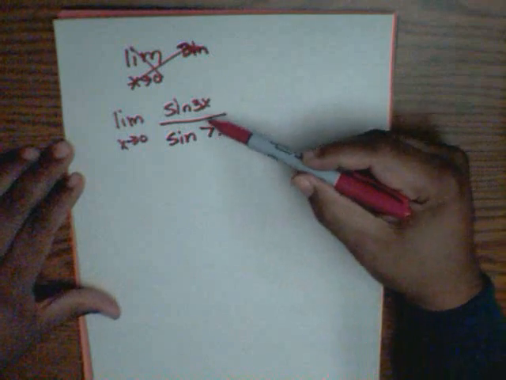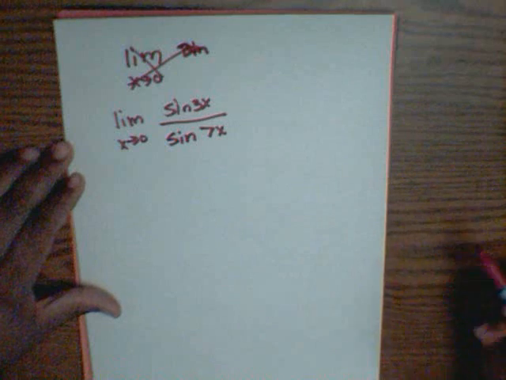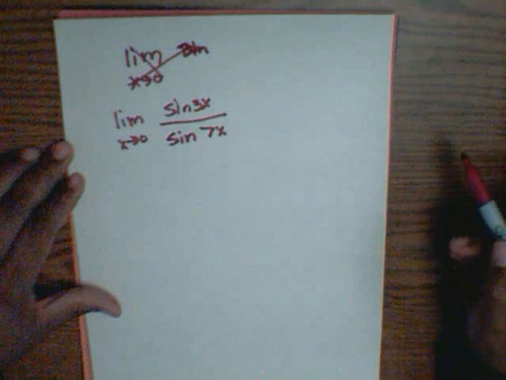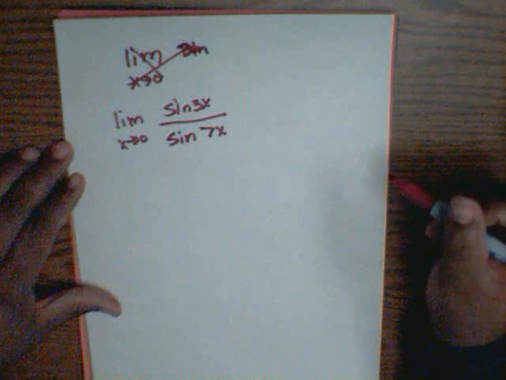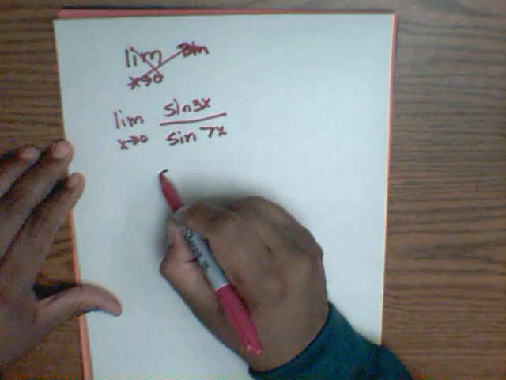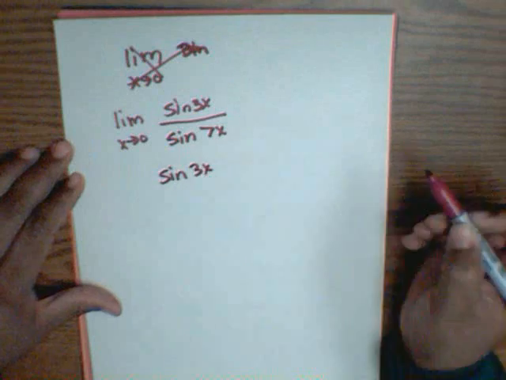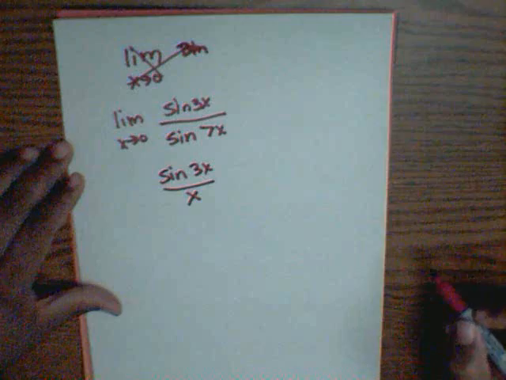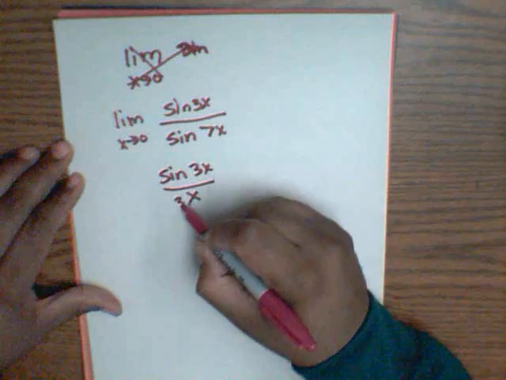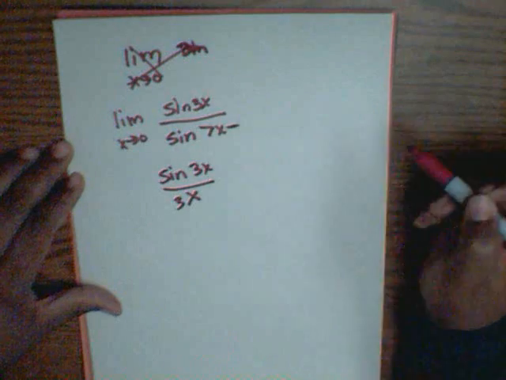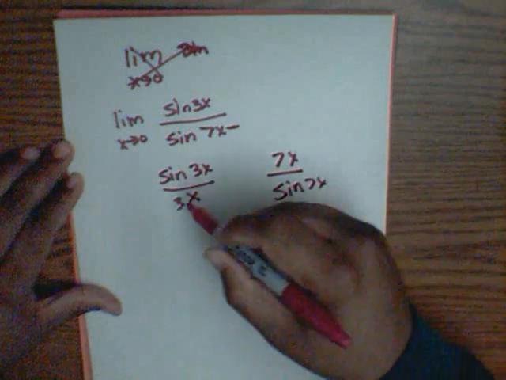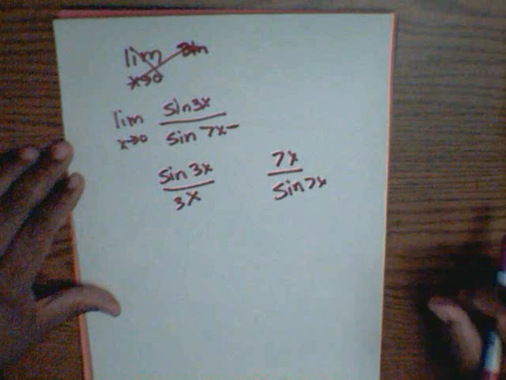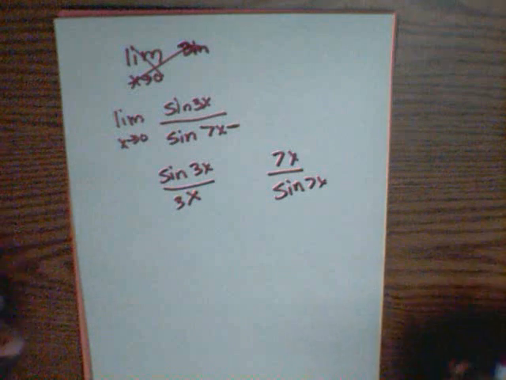Well, we already discovered that we can break these things up into their own separate division problems. So I look at this problem and I say, man, I would really, really love for this problem to look something like sine of 3x over 3x, and I would like this part to look something like 7x over sine 7x, because I know that's 1 and that's 1. So I love that, and I want to do something like that. So let's see how we can make that happen.